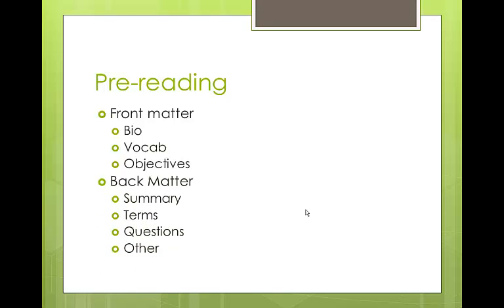The back matter is what we tend to concentrate on mostly as students. This is where we have the good old summary of what you've just read. Sometimes the author will provide key terms that may not have been in the vocabulary at the beginning. And there are some study questions as well as other items such as activities, exercises, and further readings, things that the author thinks could enhance your understanding of the chapter.